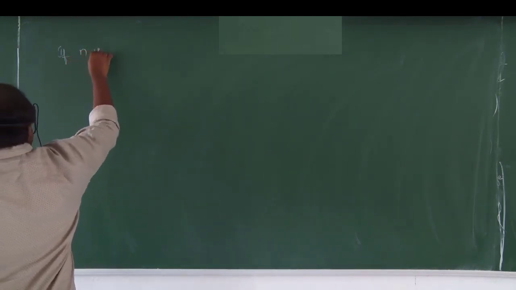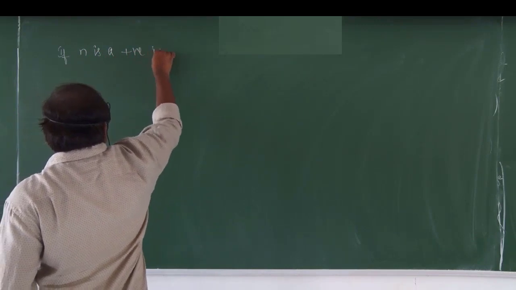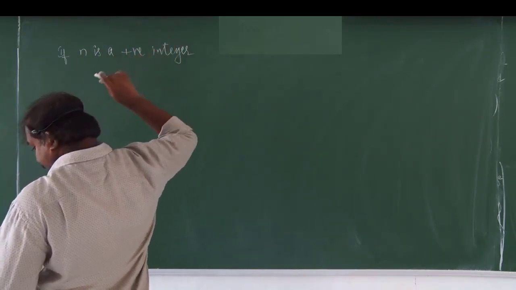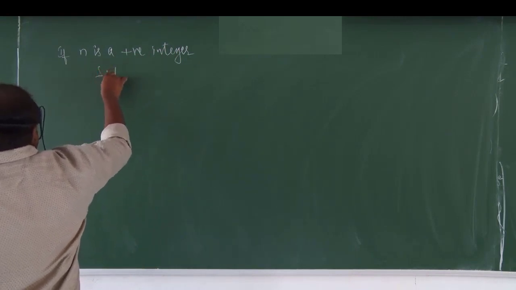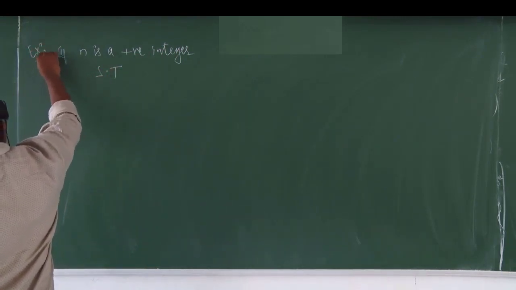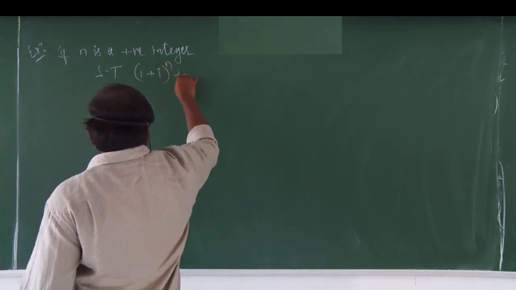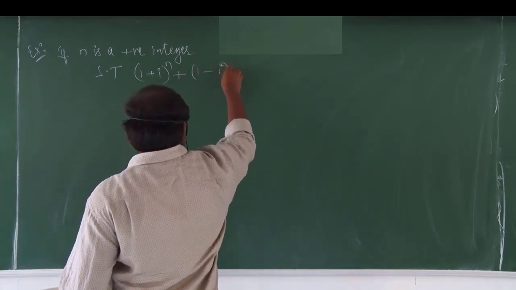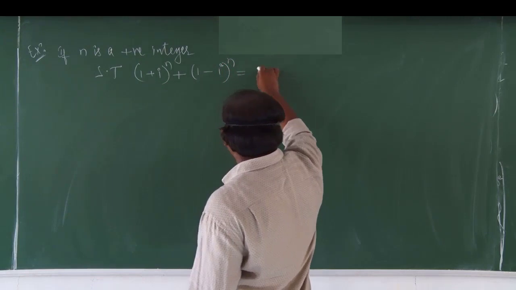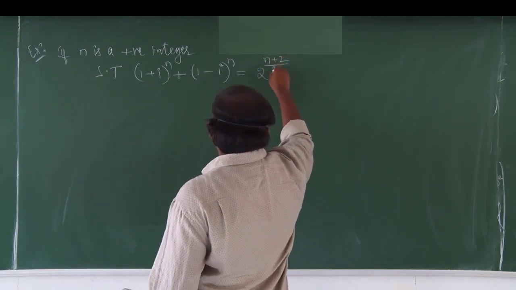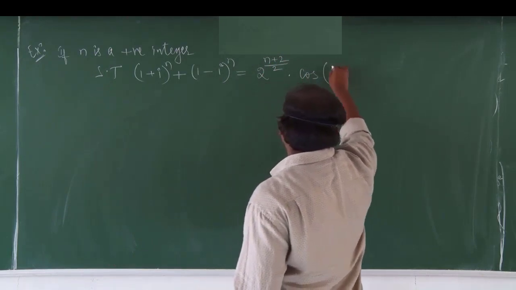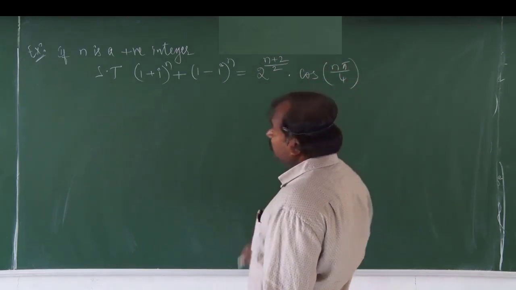One more example. Here they have given, listen. If n is a positive integer, show that 1 plus i whole power n plus 1 minus i whole power n is equal to 2 power of n plus 2 by 2 into cos of n pi by 4. This is the bit.